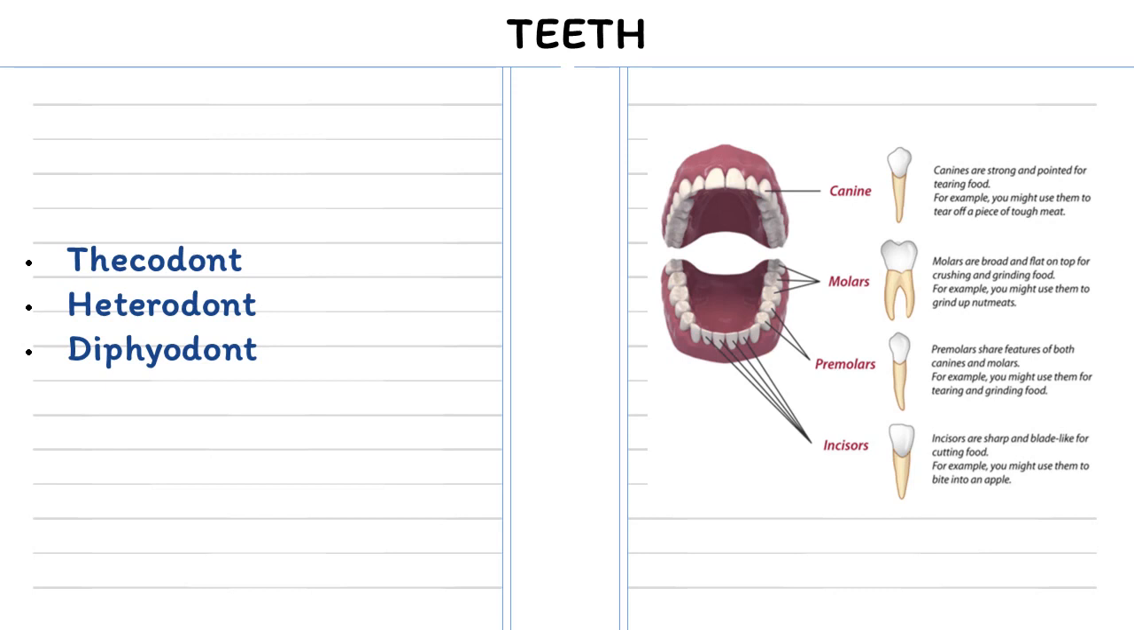And the next nature they said is diphyodont. What do you mean by diphyodont? There are 2 sets of teeth found. Do you remember when we were small children, we had one set of teeth. It used to fall down, then a new set of teeth used to grow. Am I right? That's why there are 2 sets of teeth. The first set is called milk teeth. The second set is called permanent teeth, right? So that's why this is a diphyodont type. Clear?